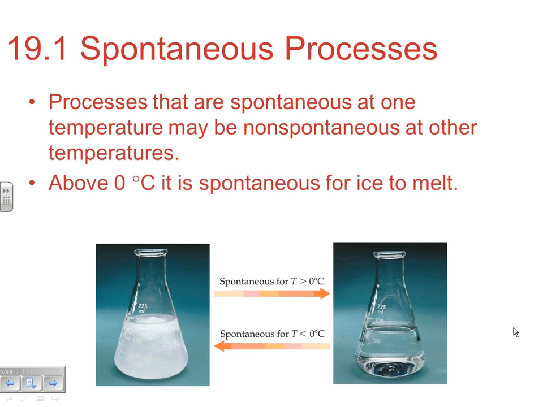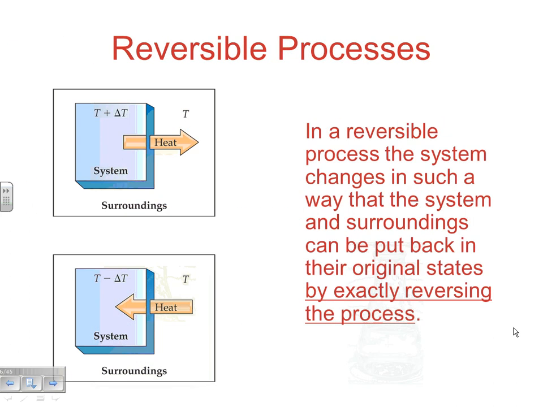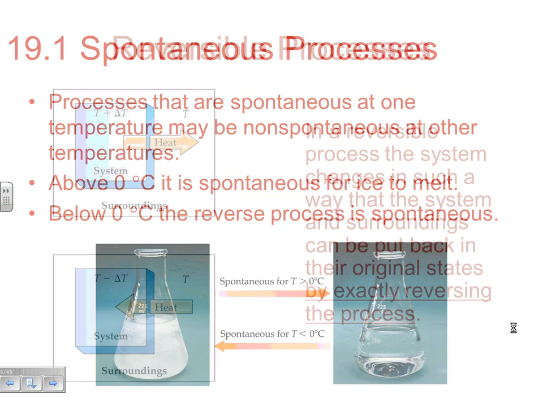Above 0 degrees Celsius, an example of this, it's spontaneous for ice to melt. So when you take an ice cube out, if it's above 0 degrees Celsius, it's going to spontaneously start to melt. Below 0 degrees, however, the reverse process is actually spontaneous. So really the spontaneity of this particular reaction depends upon the temperature. But notice, in both cases, when one direction was spontaneous, the other would not be at that temperature.